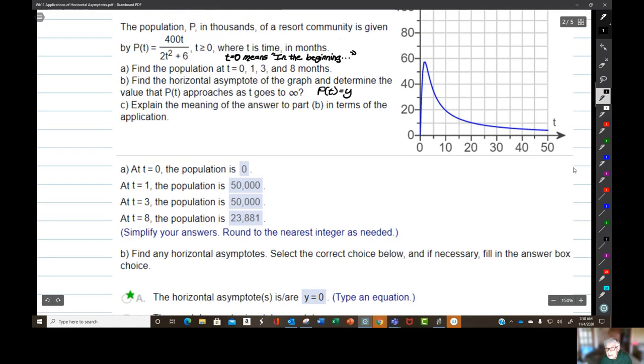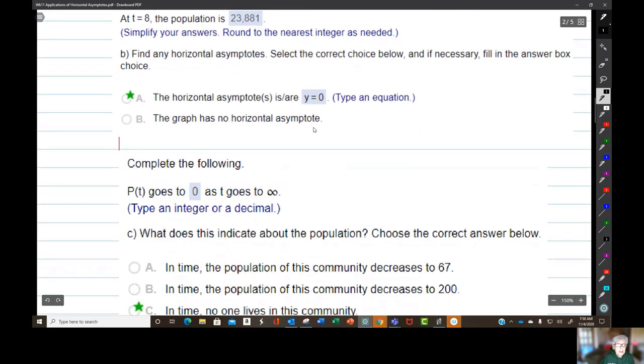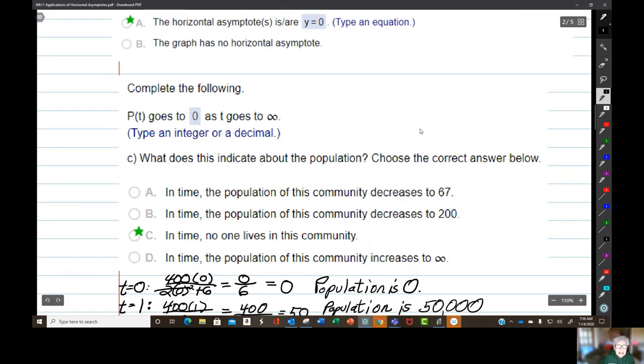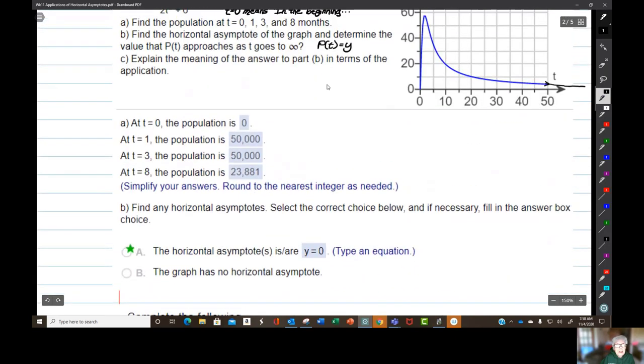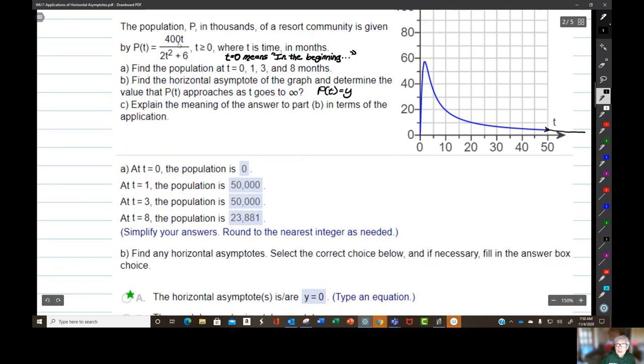So, notice how as time goes on, the population drops, and you can see it's just continuing on down, and getting closer and closer and closer to the x-axis. How do I know it's the x-axis this time? Because the horizontal asymptote is the ratio of the highest degree term on top to the highest degree term on the bottom.